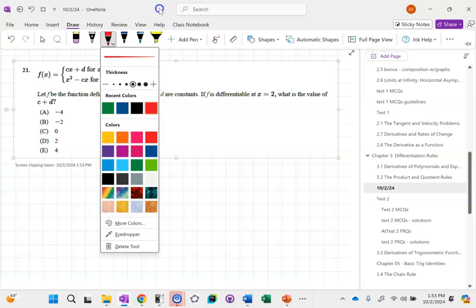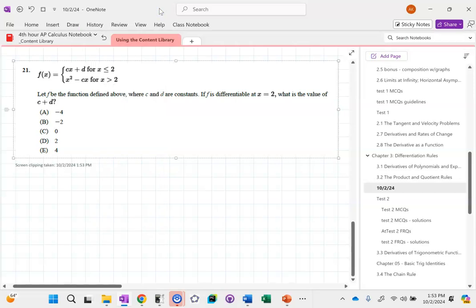So we have f of x equals the piecewise function. Let f be the function defined above where c and d are constants. If f is differentiable at x equals 2, what is the value of c plus d? So my goal is going to be to solve for c and d, so I can add them together. To do that, I'm going to have to create a system of two equations.